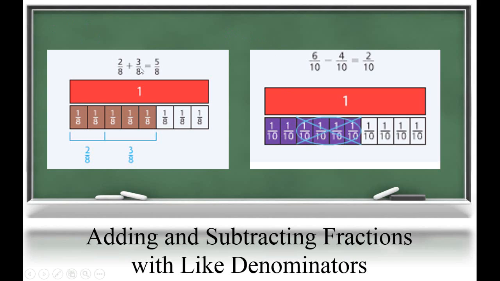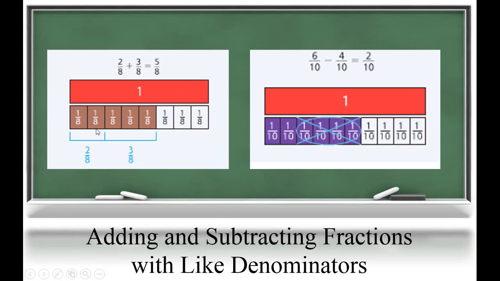We have 2/8 plus 3/8 equals 5/8. Now in the past, you were probably taught to just add the numerators and leave the denominators the same. Now that's something we want students to eventually realize, but they'll realize this through the exploration of models.